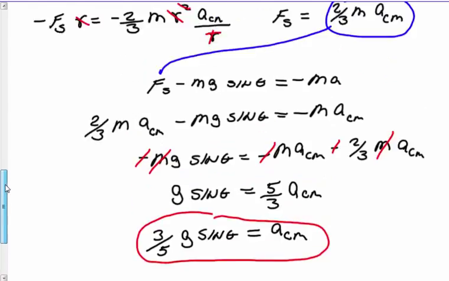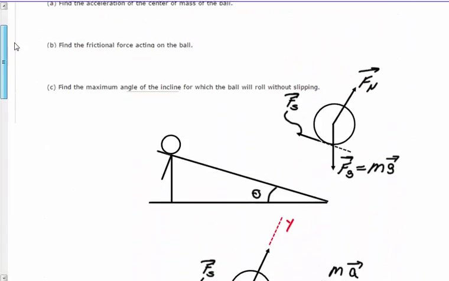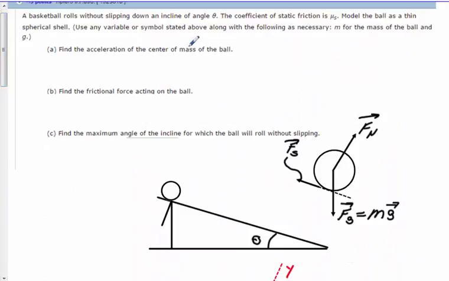Okay, so we'll go back to our question. The question here was to find the acceleration of center of mass. Again, that's going to be 3/5 g sine theta is equal to the acceleration of center of mass. All right, so we got A done. Now it says find the frictional force on the ball.